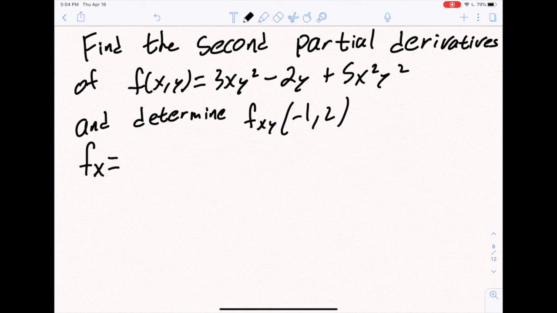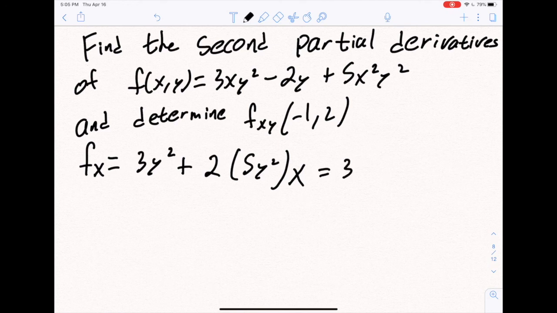We want to find fx, so we treat y like a constant. The derivative of 3xy², because we're treating y like a constant, is just 3y², minus the derivative of 2y, which is just 0 because 2y is a constant, plus the derivative of 5x²y². Well, we bring the exponent down, we get 2 times the constant 5y², times x. So this is our fx, which we can simplify a little bit to be 3y² + 10y²x.